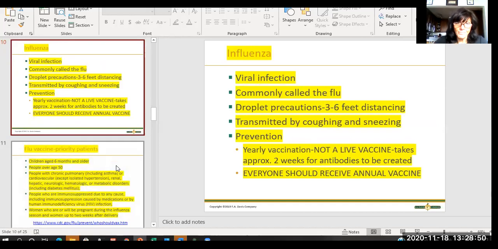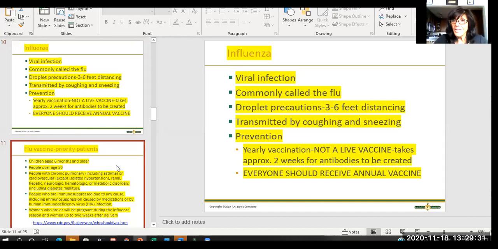First, we'll talk about influenza, which is the flu. It is a viral infection. It is transmitted by droplet, 3 to 6 foot of distance, coughing, sneezing. So understand that this is not a live vaccine, okay? The influenza vaccine is not live. It takes about 2 weeks for your body to make antibodies in response to the shot. Everybody should get the flu shot. People that are immunocompromised especially should get the flu shot because some protection is better than no protection at all.